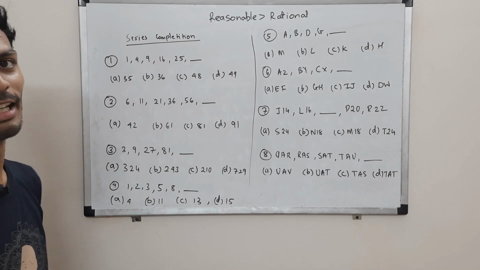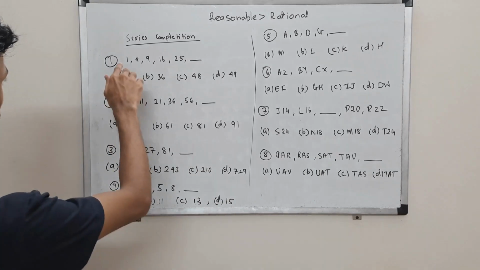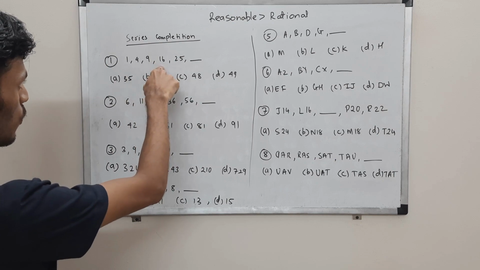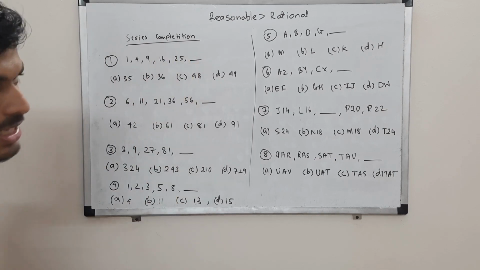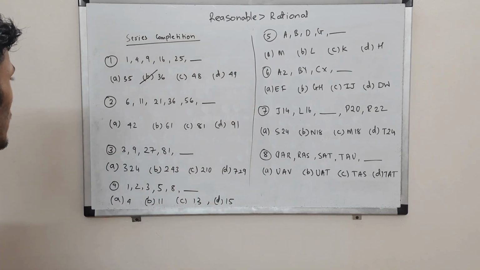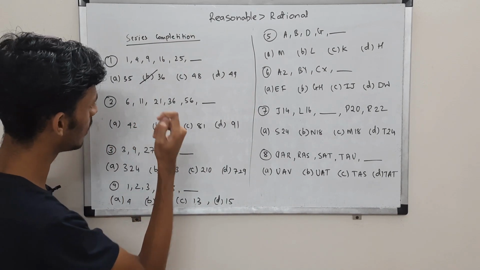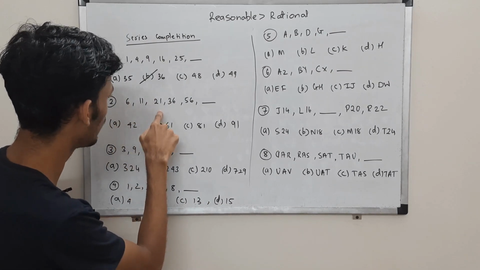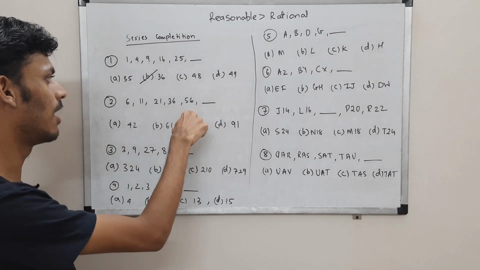What comes next is 36, right? So if you see here we have squares. 1 square, 2 square 4, 3 square, 4 square, 5 square, 6 square is 36. So option B, 36 is the correct choice over here. Let's come to this one, 6, 11, 21. Not that clear a pattern. So 6, 11, 21, 36 and 56.